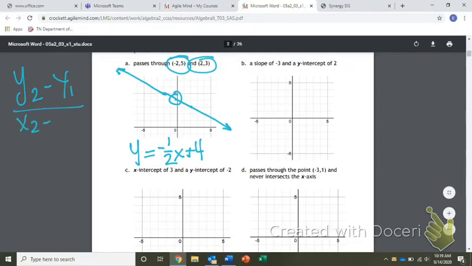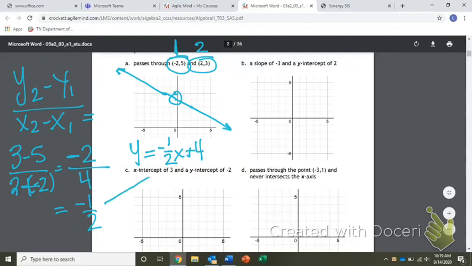Okay? Another way to do this is y2 minus y1 over x2 minus x1, okay? We'll use this as the first set, and we'll use this as the second set. So we have 3 minus 5 over 2 minus negative 2. Well, 3 minus 5 is negative 2. And these two negatives become a positive, so this is a 4. We can simplify and get negative 1/2. These match. That's our slope, okay? And you can look at your graph and tell that it crosses at positive 4.